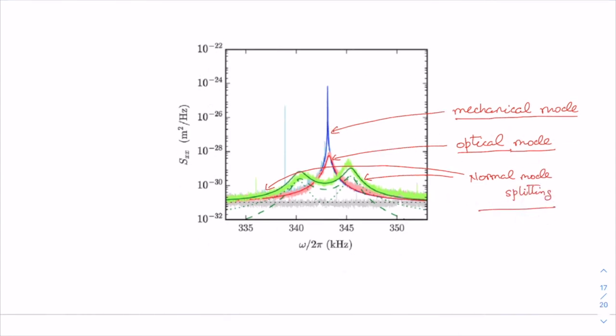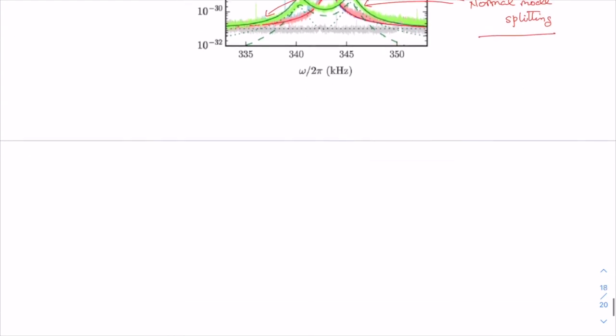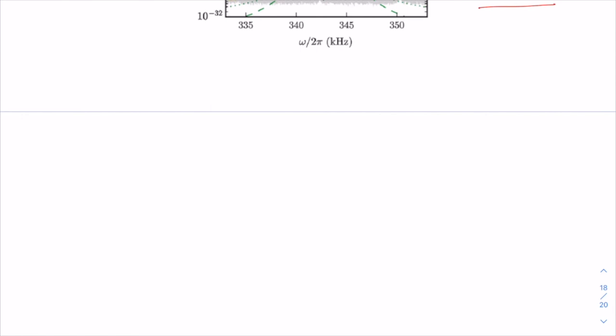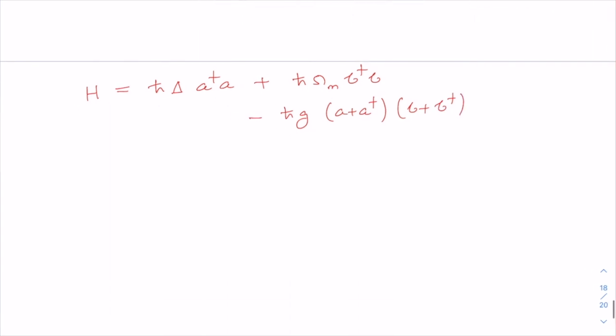Okay, now finally, to look into the linearized system dynamics in the absence of noise and damping, let us transform the linearized optomechanical Hamiltonian, which we wrote as ħΔ a†a + ħω_m b†b − ħz(a + a†)(b + b†), where we have taken Δ equal to ω0 − ωl.